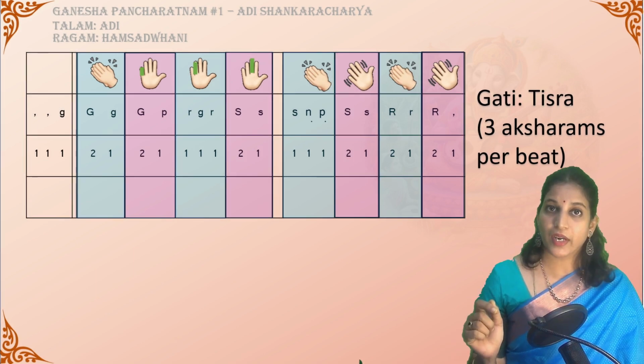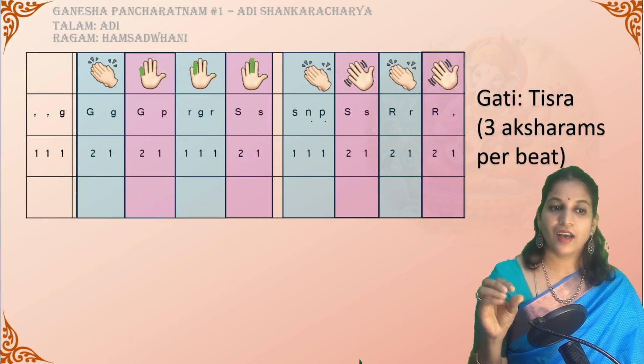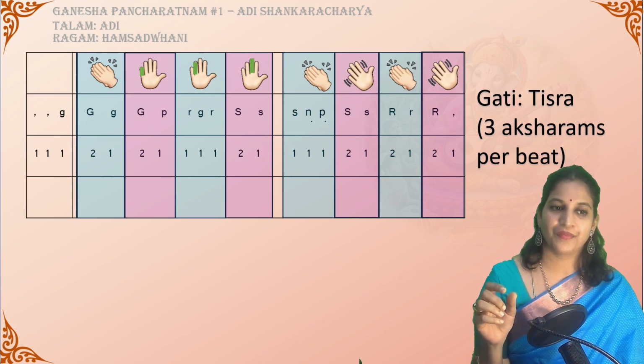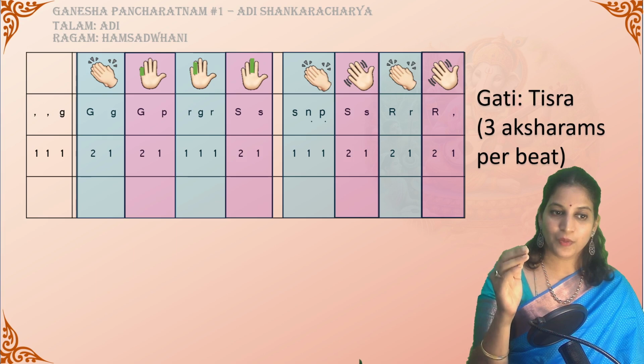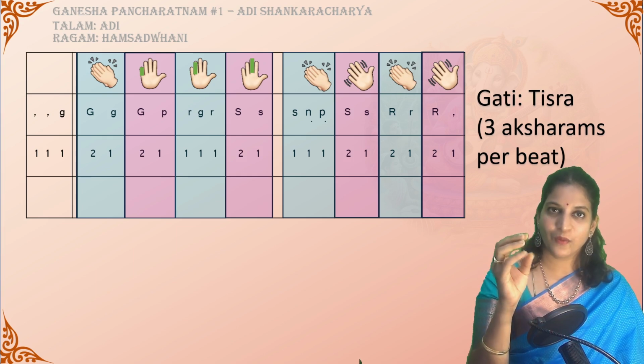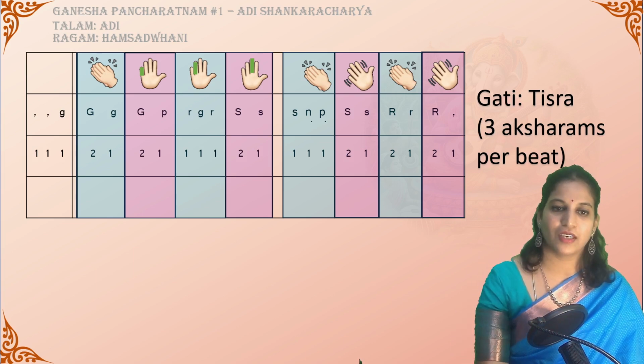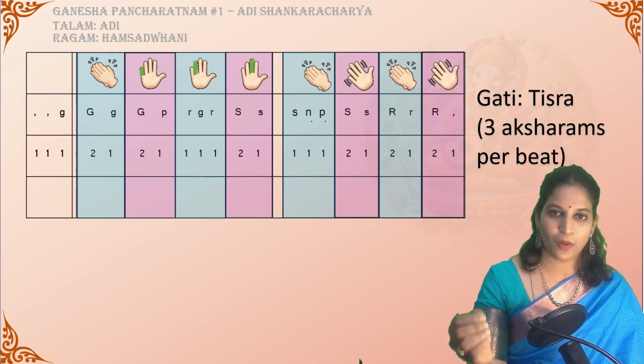So if you look at the swara part, ga ga ga ga pa re ga re sa sa, ga ga is 2 plus 1, re ga re is 1 plus 1 plus 1. The number of aksharams when summed up equals 3 in any beat. That is represented by gati. This is a tisra gati composition.